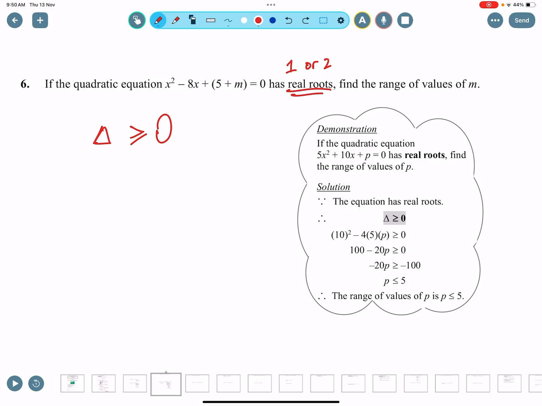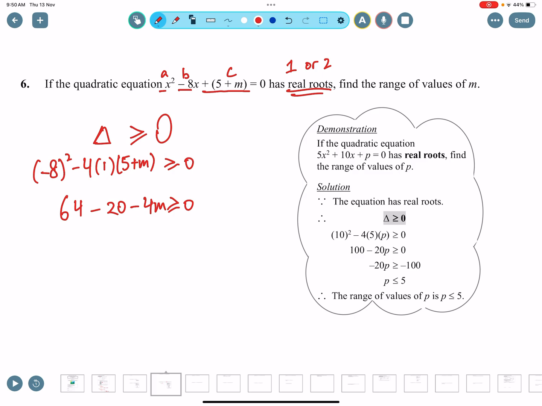So now we need to identify ABC. This is A, this is B, and C is this whole thing over here. You would have negative 8 squared minus 4AC. Now what we've got to do is solve for M with the inequality. This is 64 minus 4 times negative 4 times 5 is negative 20, minus 4M greater than or equal to 0. 64 minus 20 is 44. You would have negative 4M greater than or equal to negative 44.